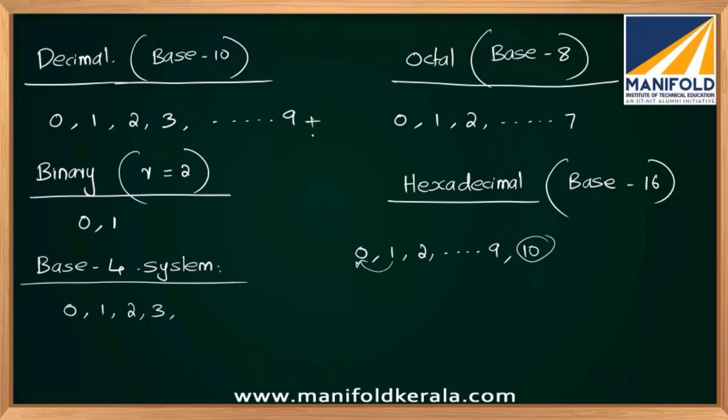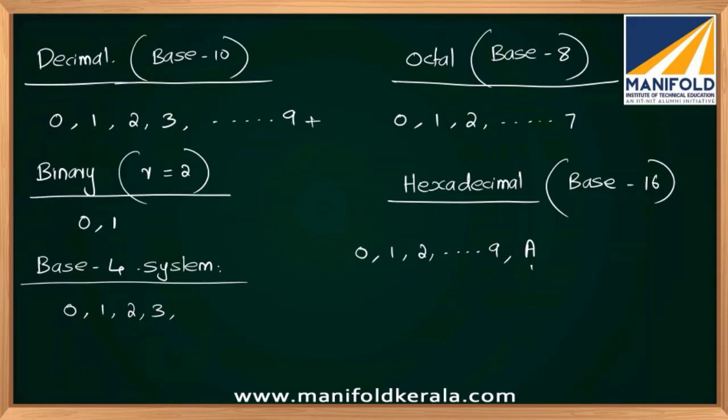So after 9, it is forced to go to what? A combination of 1 and 0, right? Yeah, it has to go to a combination. So for 10, you should have a distinct symbol because you need 16 total symbols, right? For any number system which has a base greater than 10, after 9, the symbol you are giving for 10 will be A.